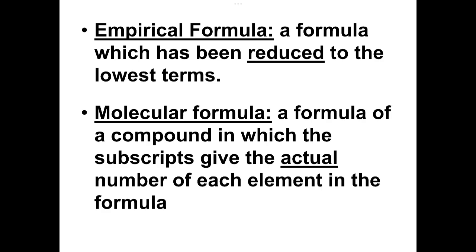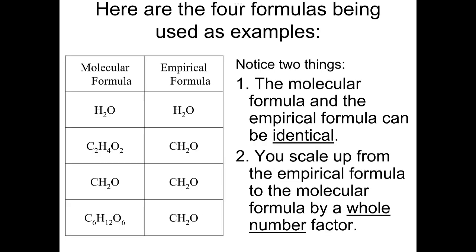To begin with, when you say empirical formula, it is a formula which has been reduced to the lowest terms. And when you say molecular formula, it's a formula of a compound in which the subscripts give the actual number of each element in the formula. Now, if you're going to observe this, they are identical. Okay? And the second is, when you scale up from the empirical formula to the molecular formula, it is most likely by a whole number factor.